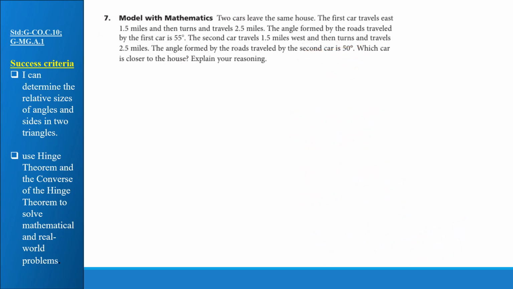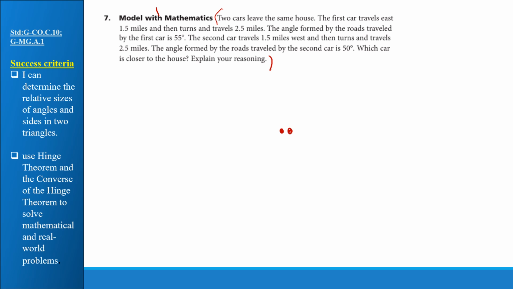Which you have to solve logically. They are saying that two cars, let's try to solve this question. Two cars leave the same house. The first car travels east 1.5 miles. Let's see this one. Okay, so visualize the whole scenario by making a triangle. So this is the one car and this is also the second car. Okay, so from the same house they leave at the same time.